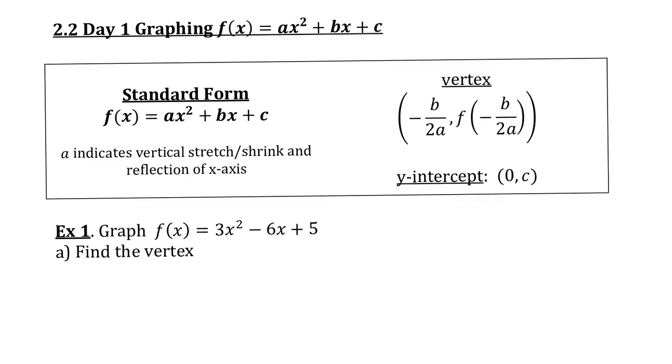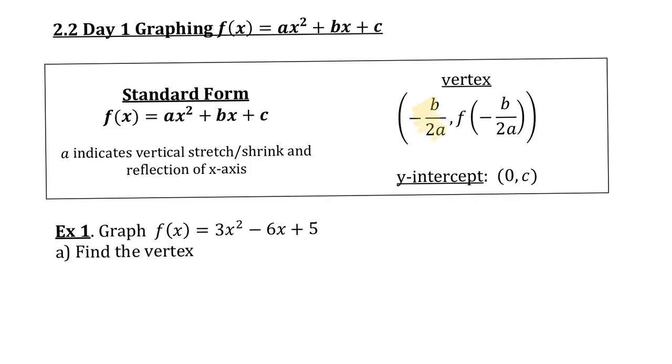Okay, let's try example 1. Now look at the format first. This is standard form. Standard form means I can't just graph it really quickly. I have to use the formula. So I'm going to use the vertex formula. I'm going to find the x-coordinate first. The x-coordinate is this right here.